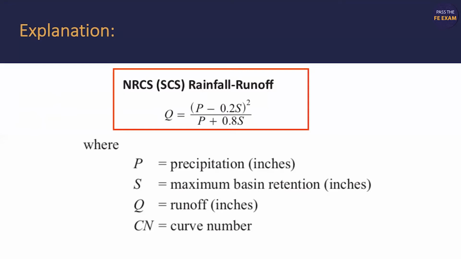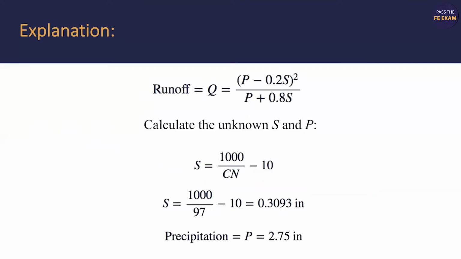And you can see the variables below. P is precipitation in inches. S is maximum basin retention in inches. I mentioned Q is the runoff in inches. And CN is the curve number, which you don't see there, but we are going to need it in calculating the runoff, which you can see here.